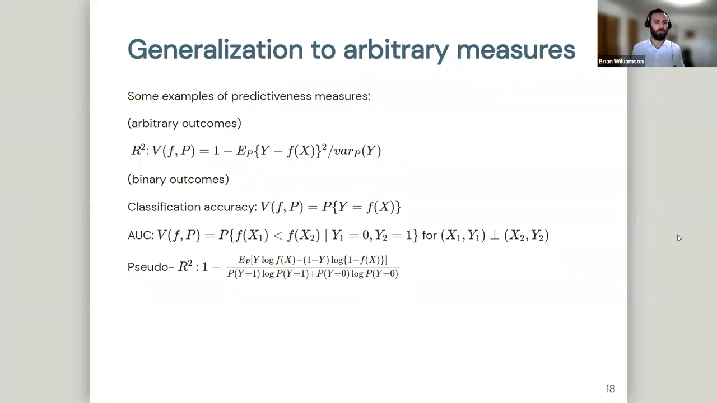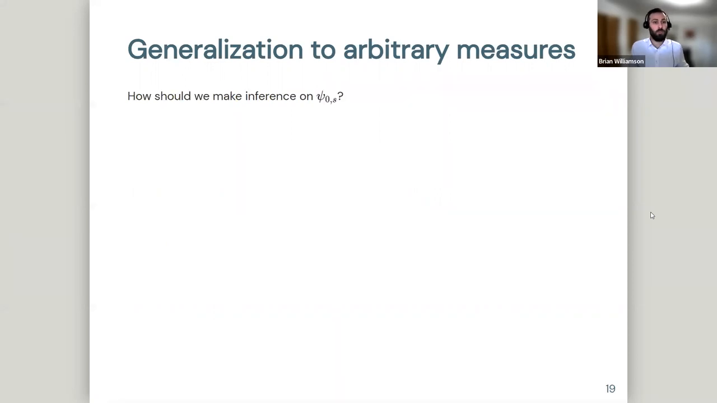And so all of these fall into this general framework where I have a predictiveness measure that I'm interested in. And each of these also has nuisance components that I need to estimate. So a prediction function or a conditional mean, in the case of R squared and the outcome variance, and in classification accuracy, just this prediction function and so on. And again, just like with R squared, we can ask how to do inference on this quantity. Now psi zero s is a general difference between two measures of predictiveness. And we can go about it in much the same way that we did for R squared.